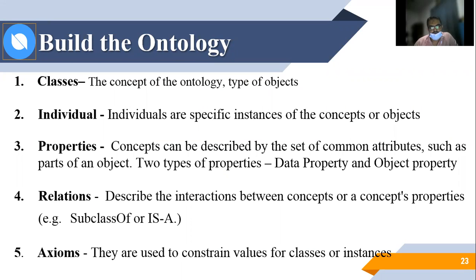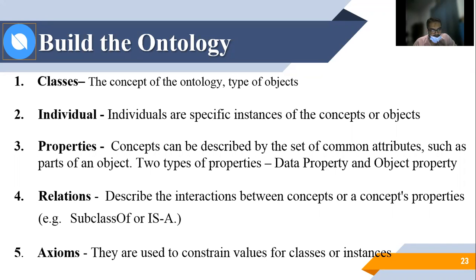Then we need to build the ontology. So there are classes, the concept of the ontology and type of the ontology. Then we have to create individuals. Individuals are the specific instances of the concept, and the concept can be described more clearly by the set of common attributes that can be called properties. There are two properties, data property and object property, that can be discussed in the following slides.